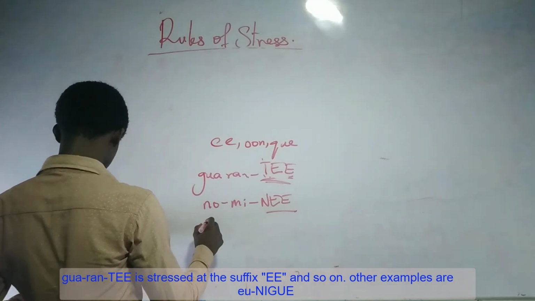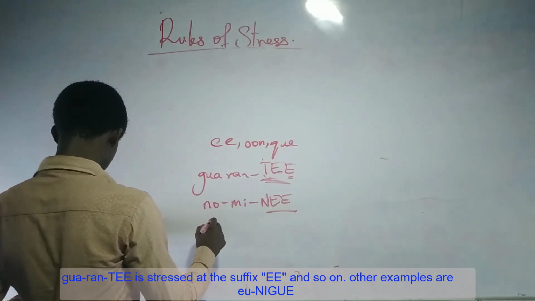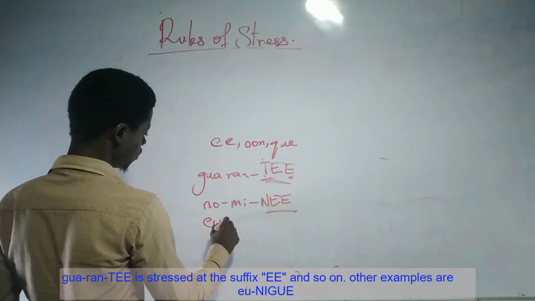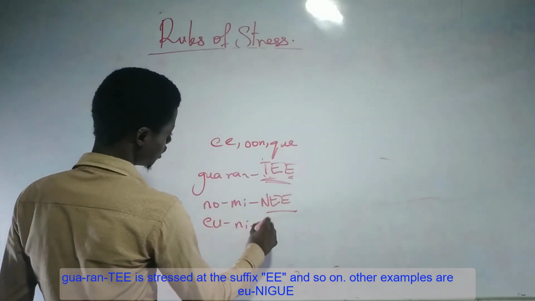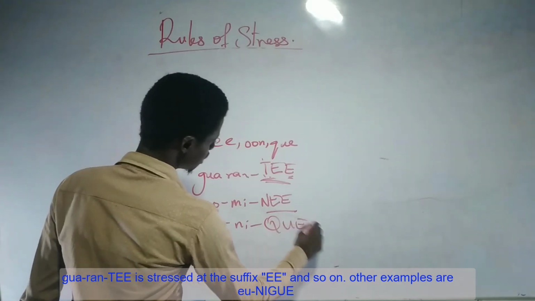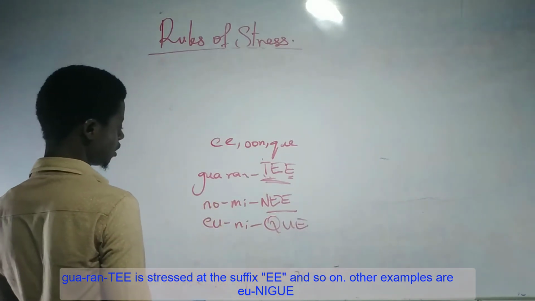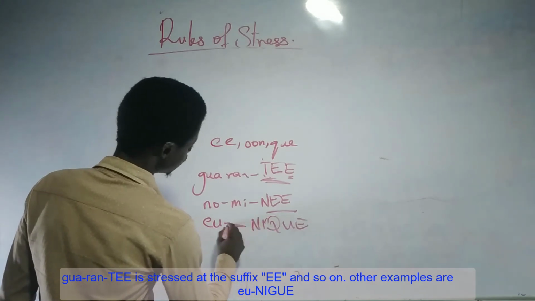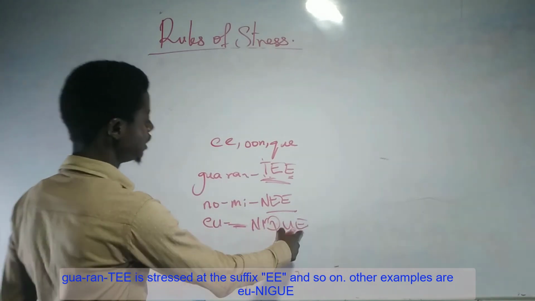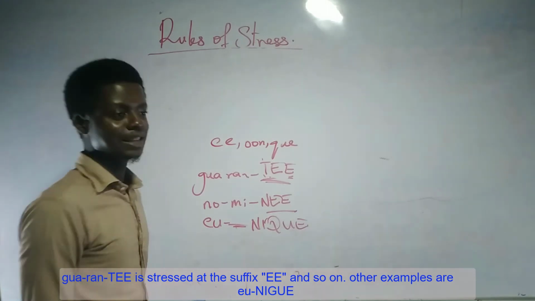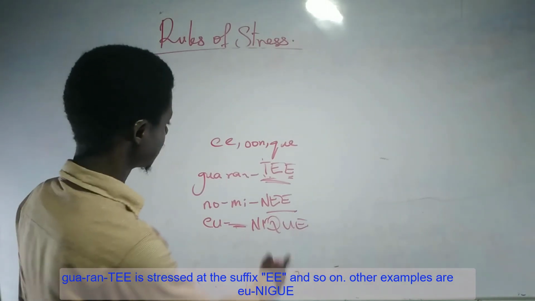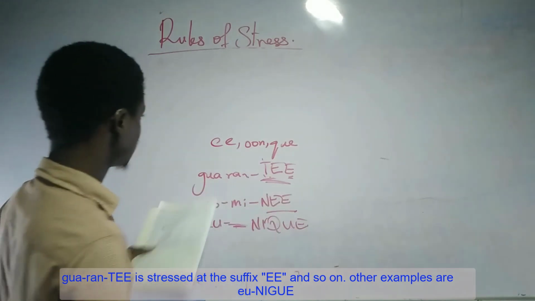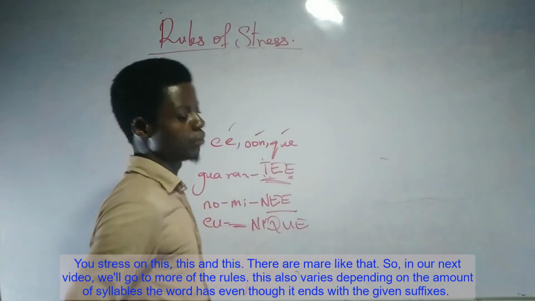Q-U-E. Just like unique, you stress it. Okay, Q-U-E, that is where your stress is. The same thing goes for this, and this. There are more like that.